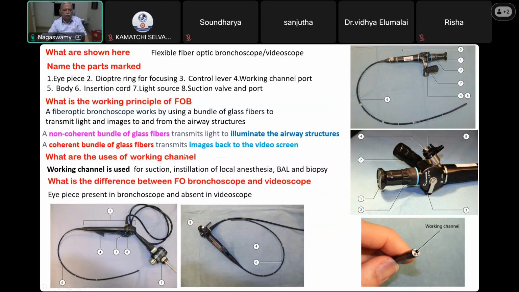What is the purpose of this working channel, which is seen here? You can see that this is a working channel that is used for suction or instillation of local anesthetic, or you can do bronchoalveolar lavage, or you can take a biopsy by putting a forceps inside. So these are the things. I forgot to animate it.